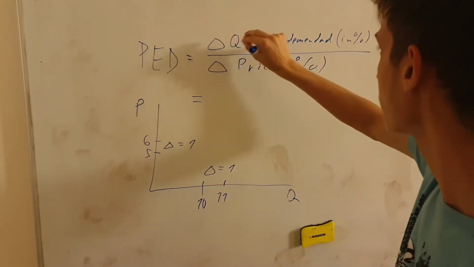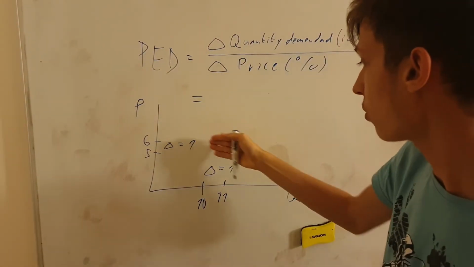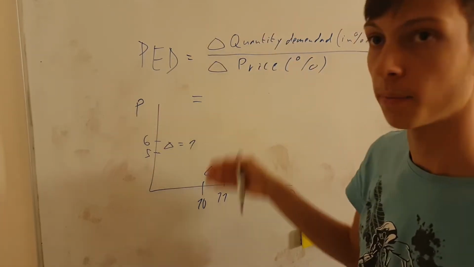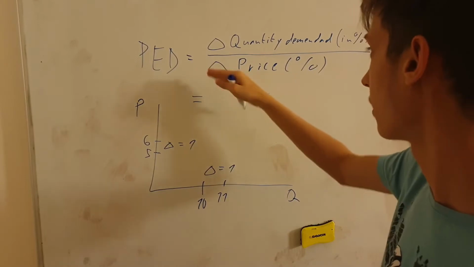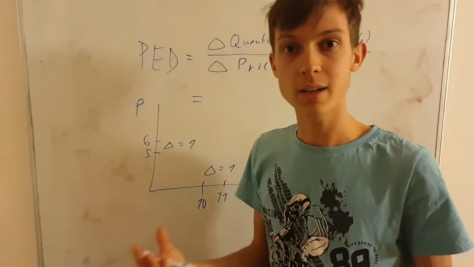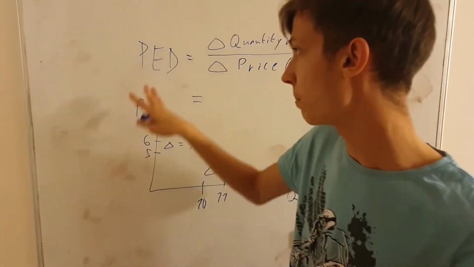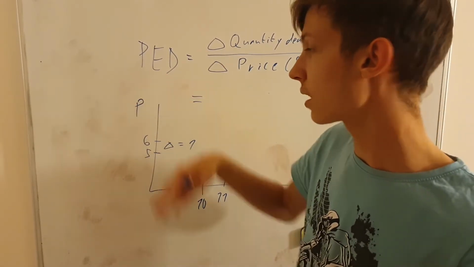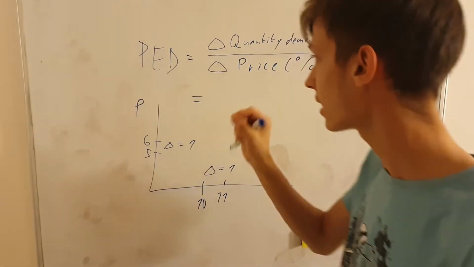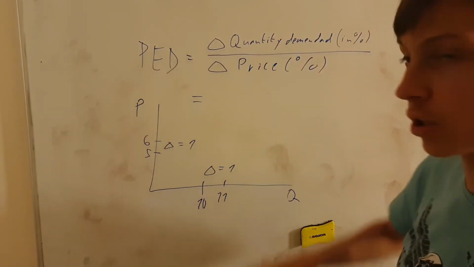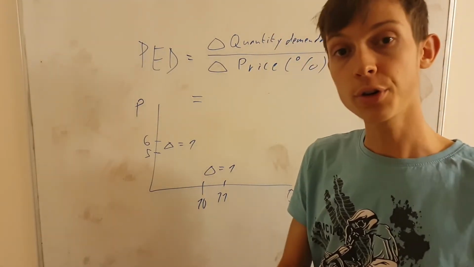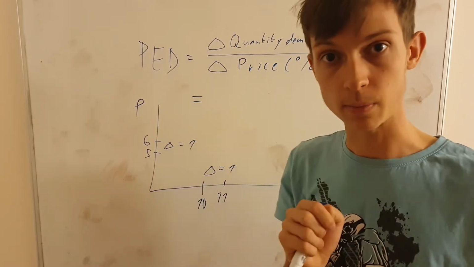But we're not talking about the change itself. The ratio of these two changes would be 1 over 1, or fraction of these two changes would be 1 over 1. And the result will be again 1. But that is not the correct result for the PED. It's called price elasticity of demand, because it studies not the changes itself, but the proportionality of the changes compared to the initial value.